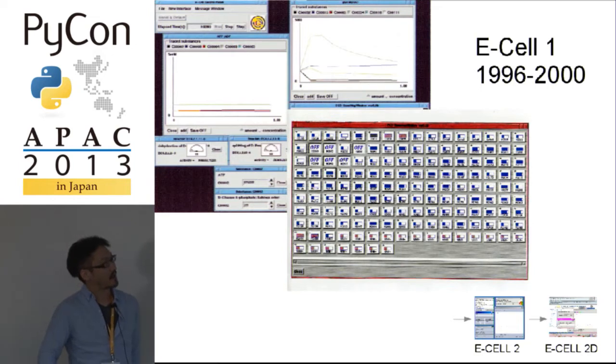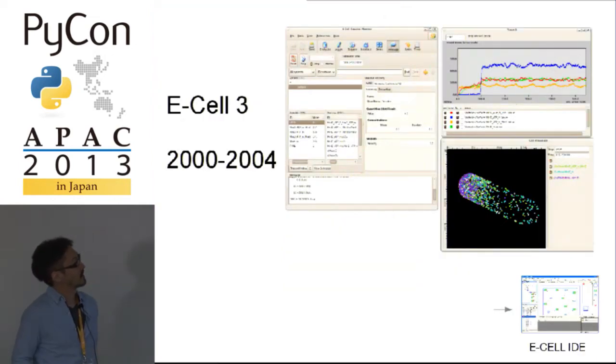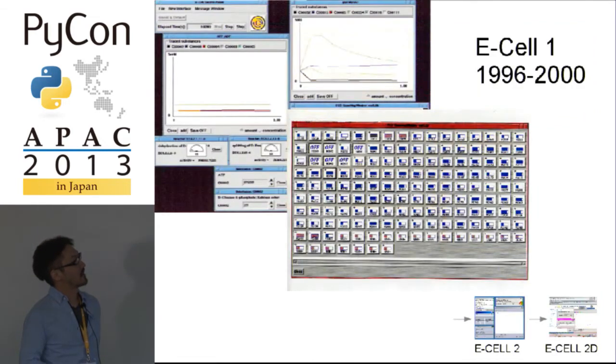After that, in 2000, I entered a graduate school, and I started development of the next version, second generation version of eCell, called eCell 3. Here you can see the PyGDK-based graphical user interface. For eCell 1, we used Motif, X11.